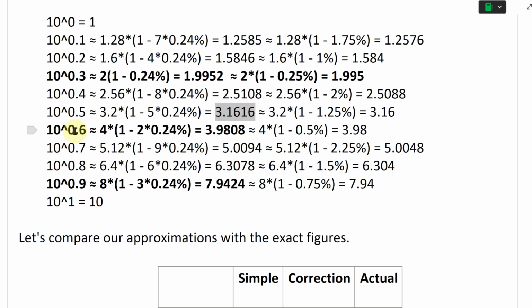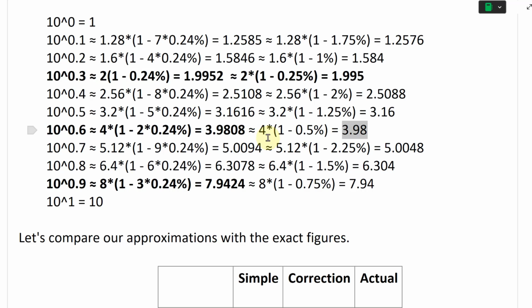3.1616. And then 10 to the 0.6. This applies the error twice, so we're going to get 3.9808. This is approximately equal to just 4 times the error right here, which is 0.5%. This is just because you apply it twice. So 0.5, and you can round it up like this.